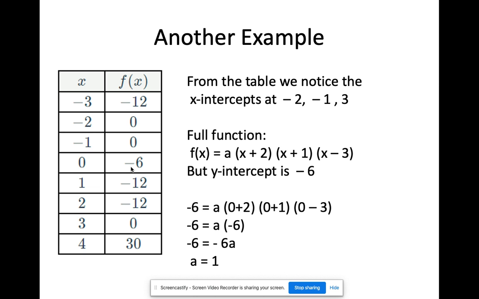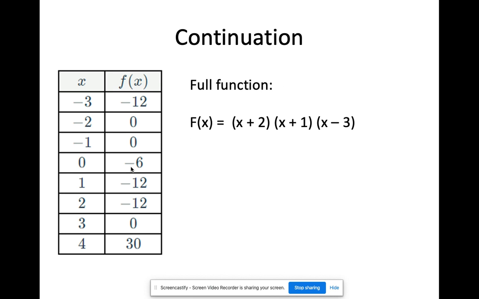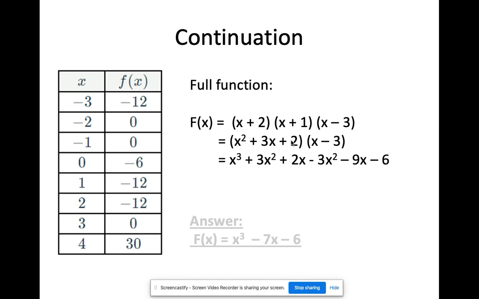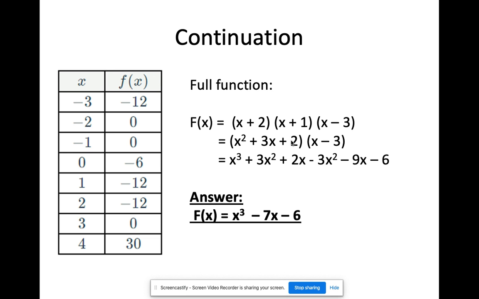So if we go back to the full function, it's going to be the same thing, right? Because a equals 1. So all I've got to do is simply multiply this. So I get x squared plus 3x plus 2 times x minus 3. And then just do the long method and get this as my final answer.